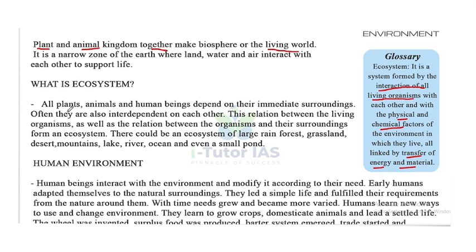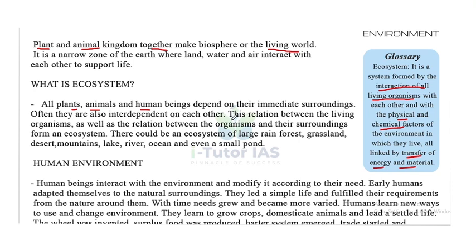Look at this. All plants, animals and human beings depend on their immediate surroundings. Often they are also interdependent on each other. So humans depend on animals, animals depend on plants, humans depend on plants, so they are all interdependent.